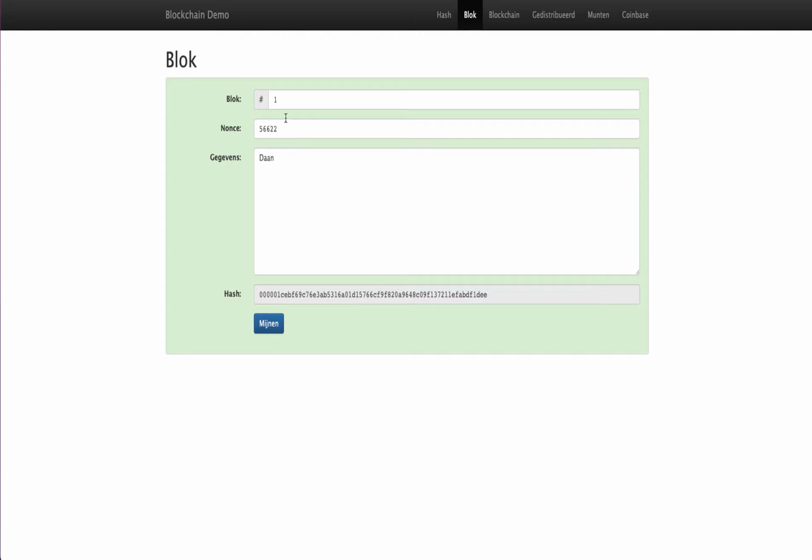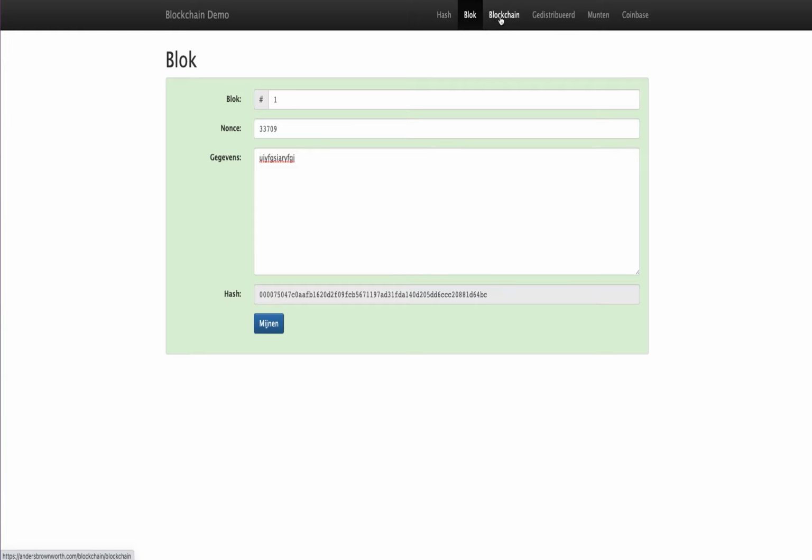So you can mine the nonce, which is combined with the block number and the data, to get a hash with 4 zeros. This one is even 5, but we only need 4. 5 is okay, but we only need 4. So when I change random data, the hash is again not starting with 4 zeros anymore. We mine, it's going to look for the right nonce, and voila, 4 zeros again. So that is how you make a block valid.